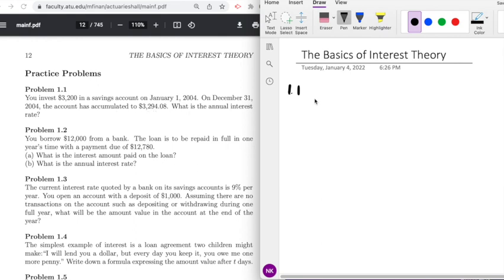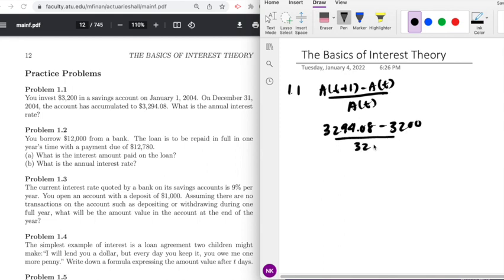So as we know, the formula is going to be your A of t plus 1, the later date, minus the initial, divided by the initial, to find the annual interest rate. So in this case, it's going to be 3294.08 minus 3200 divided by 3200, which is going to be equal to 0.0294 or 2.94%.